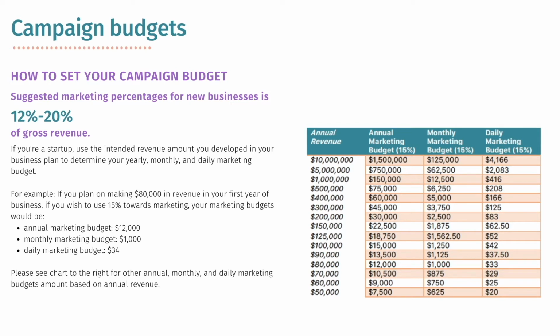And it's the one that's going to be able to make you compete with the big businesses and your local competitors. So looking at this to determine your budget, for example, if you plan on making $80,000 in revenue in your first year of business and you wish to use 15%, your annual marketing budget would be $12,000, your monthly marketing budget would be $1,000, and your daily marketing budget would be $34. And guess what? This just goes towards your campaign. If you had a digital marketing agency, you would be spending well over this in fees alone for them to manage your campaigns.